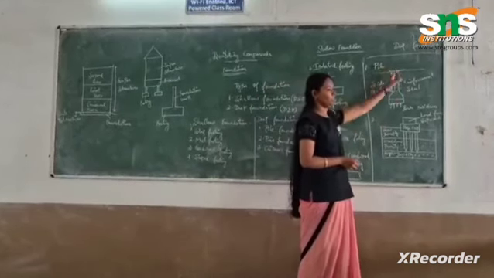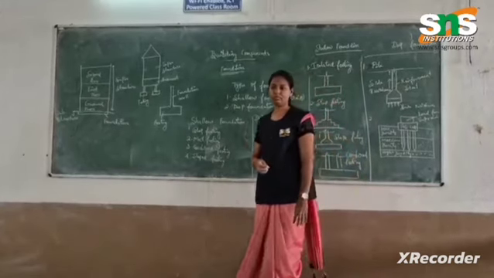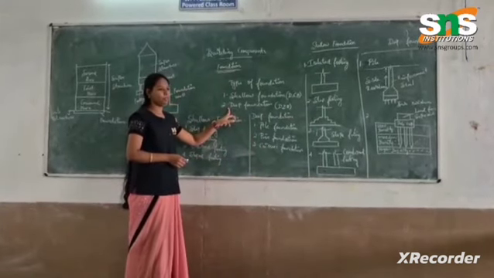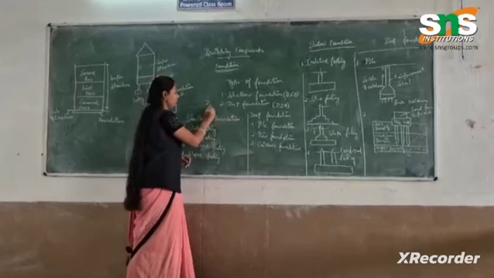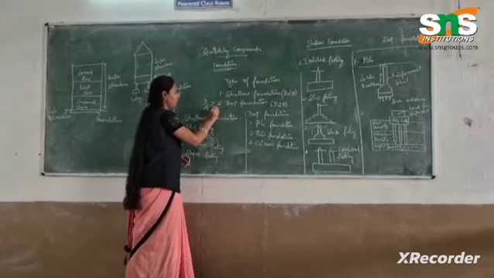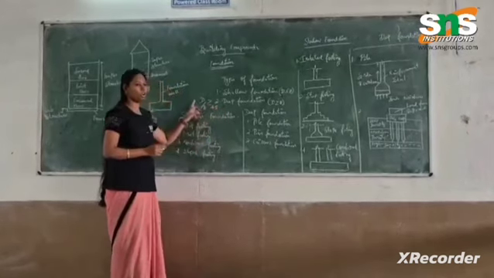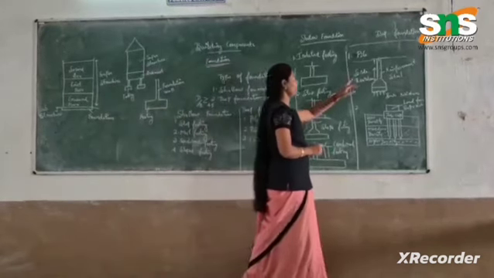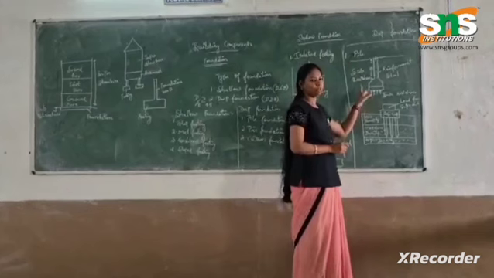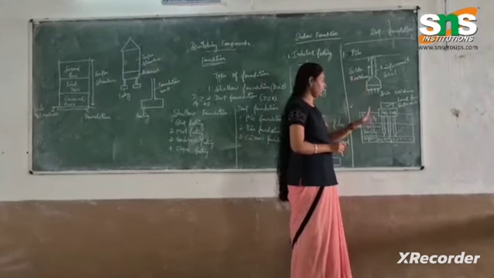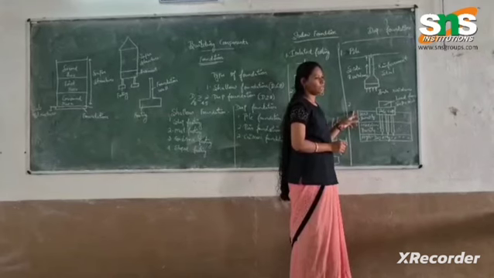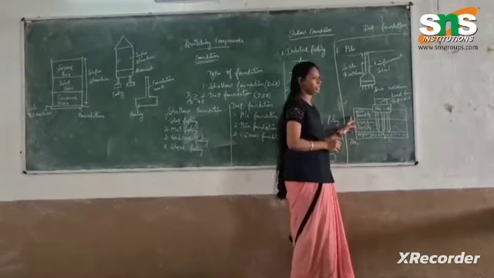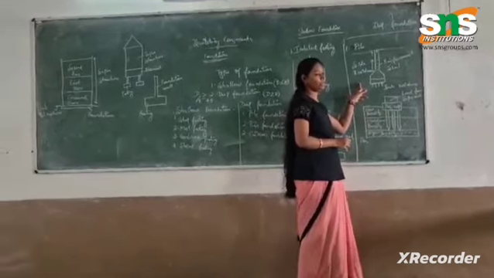Next one is deep foundation. What is deep foundation? Deep foundation is nothing but depth to breadth ratio is greater than or equal to 4.5. In deep foundation, we have two types. First one is pile foundation. Second one is pier foundation.